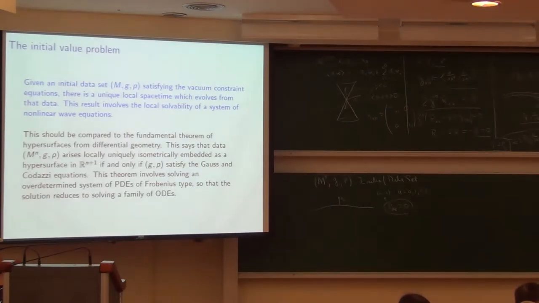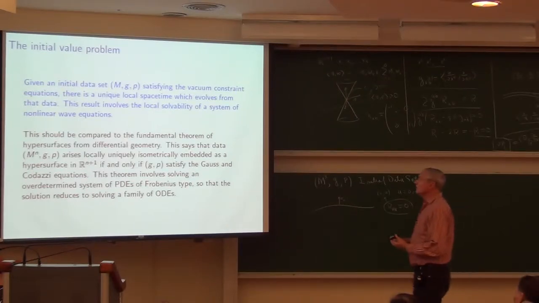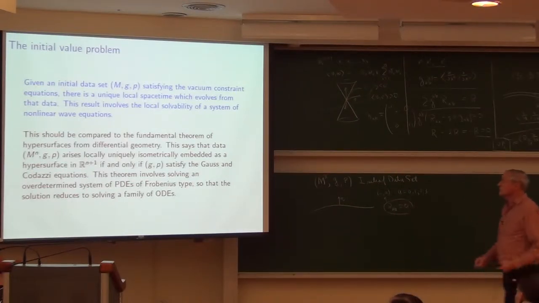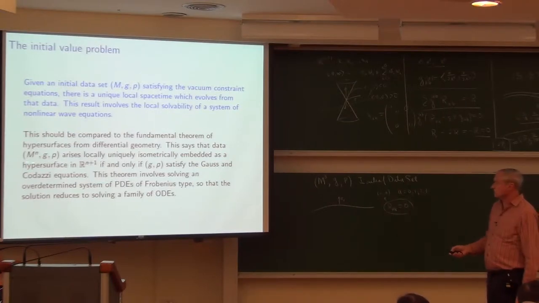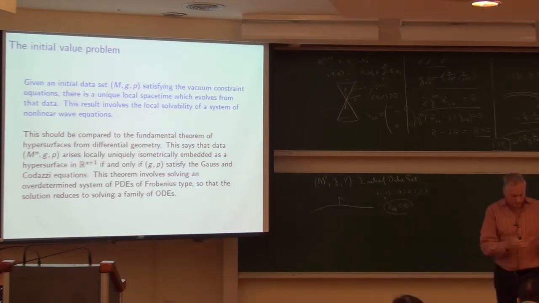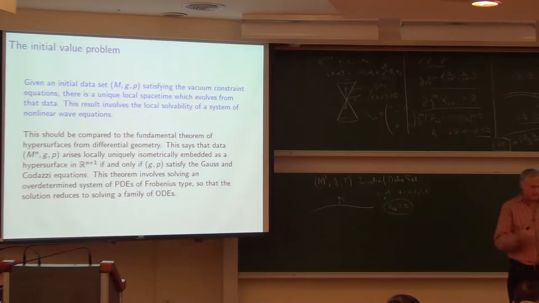Okay, and let me just make an analog of this, which might be something that you learned in undergraduate differential geometry. So you should compare it to the fundamental theorem of hypersurfaces, or surfaces in R3. So the fundamental theorem of surfaces in R3 goes back to Bonnet in the 19th century. And what it says is that if you start with, again, an initial data set, that is, you have a metric locally, say, and a second fundamental form, you want to understand when you can isometrically embed the metric into R^(n+1). Question.